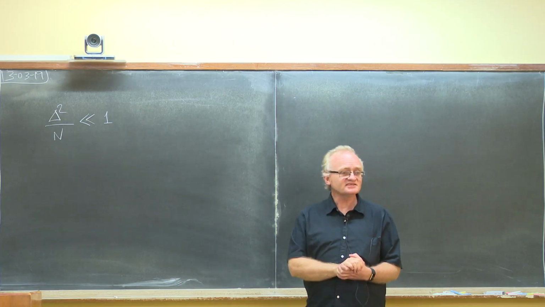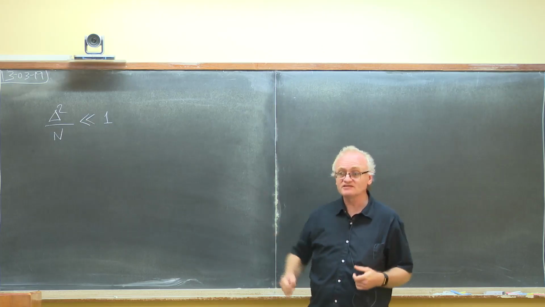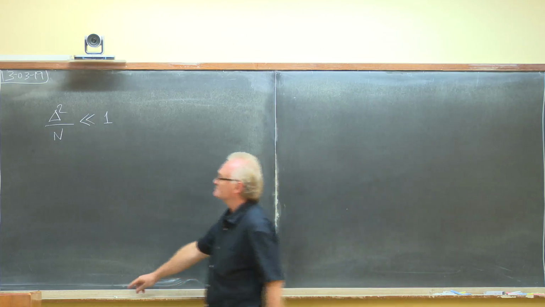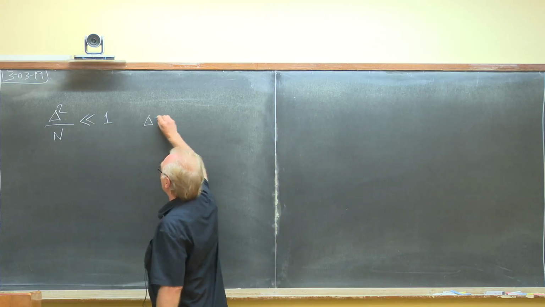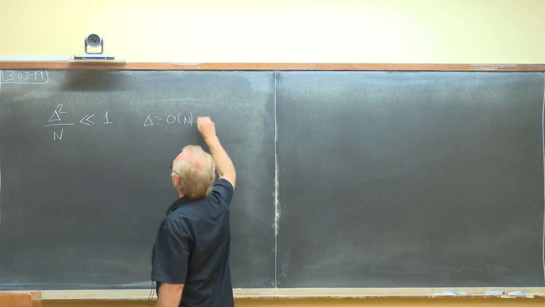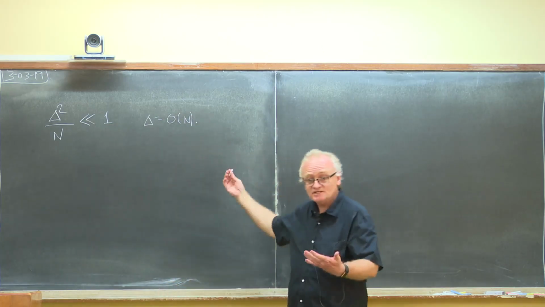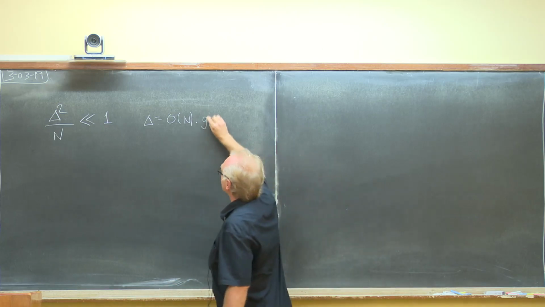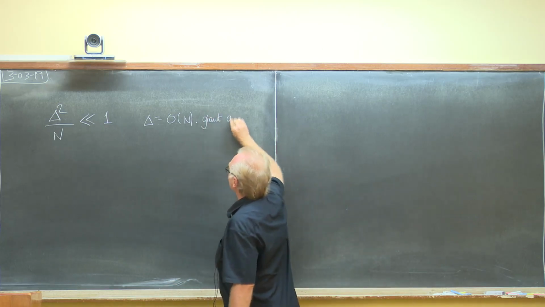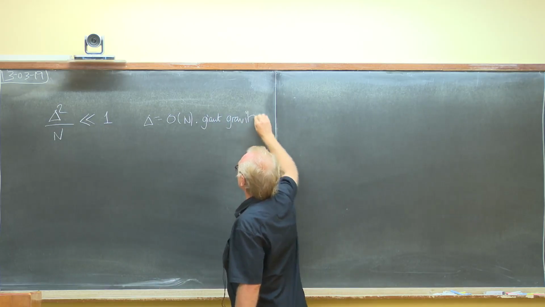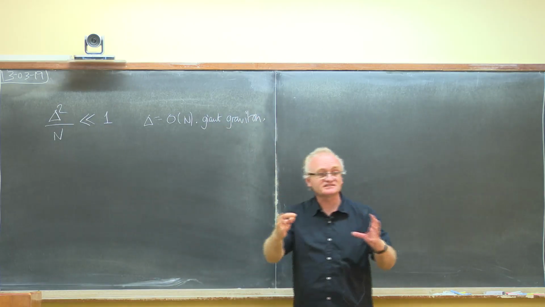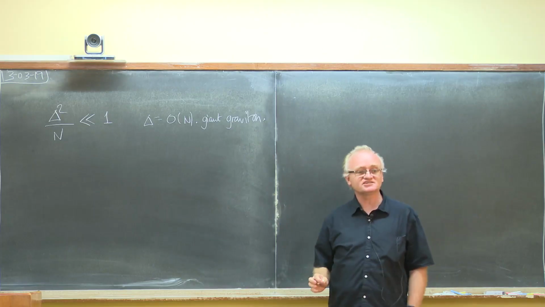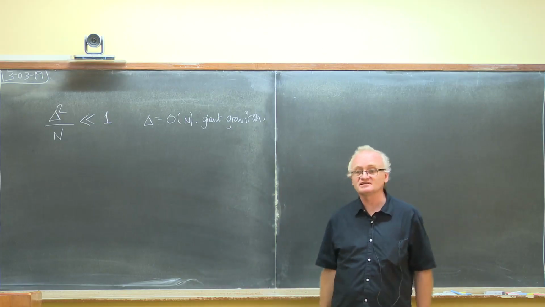So what kind of things do you leave out when you make this restriction? Well, one of the things that you leave out would be operators whose dimension is of order n. And this would include things like, for example, giant gravitons. And what is a giant graviton? This is just a spherical D3 brane. So this is one of the things that you cannot treat in the planar limit.